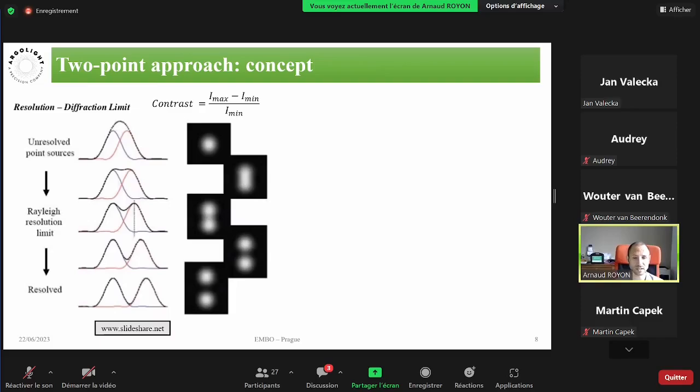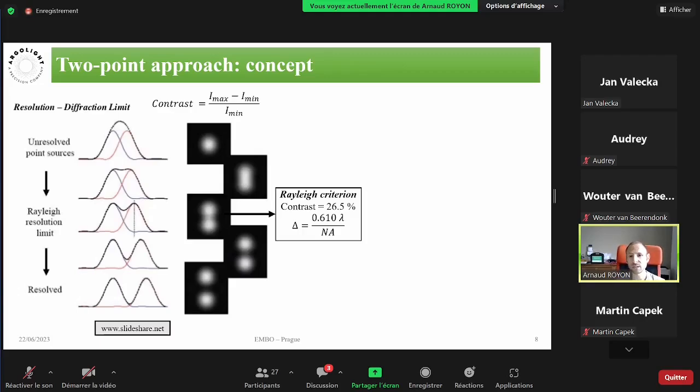But what is actually a clear dip? And this is quite a subjective notion. And this is why we introduced the term of contrast to quantify this dip. Contrast is defined according to this formula here. And in the two-point approach, there are several contrast criteria. So the most well-known is the Rayleigh criterion.